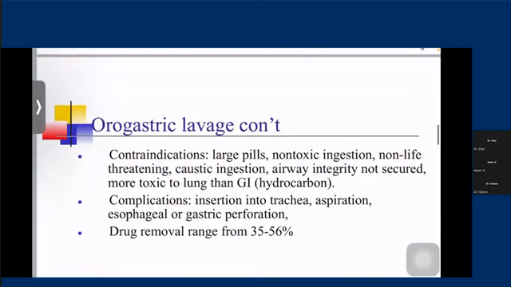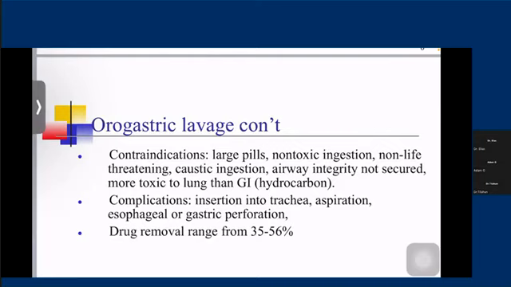So orogastric lavage also has certain contraindications. If it is large pills, it's very difficult to remove them, so it's better to avoid. And if we are sure that it is a non-toxic ingestion, just inserting an NG tube and doing lavage can cause more harm than benefit. So if you are sure that it is non-toxic, it's better to avoid. If it is a caustic ingestion, it is also better to avoid because when we do lavage, we can cause a second injury. So caustic ingestion is one of the contraindications for lavage.